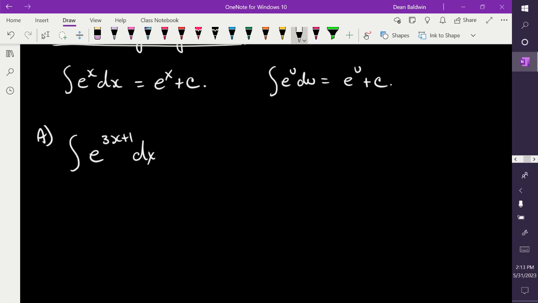Unless you have just an x as the exponent, you have to do u sub. Okay? So what is u going to be? 3x plus 1. So du is 3 dx. So then you get the integral e to the u du over 3.